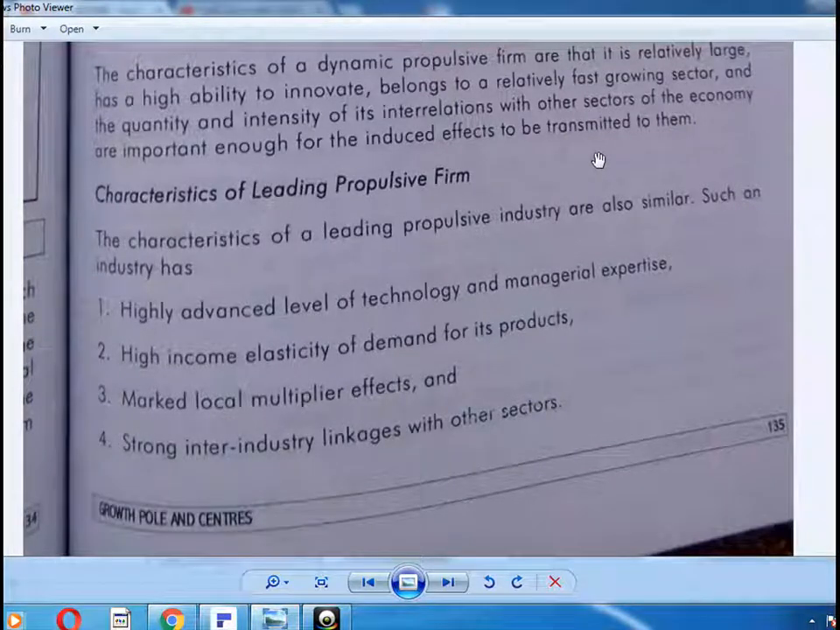Characteristics of a leading propulsive industry. The characteristics of a leading propulsive industry are also similar. Such an industry has a highly advanced level of technology and managerial expertise, high income elasticity of demand for its products, marked local multiplier effects, and strong inter-industry linkages with other sectors.